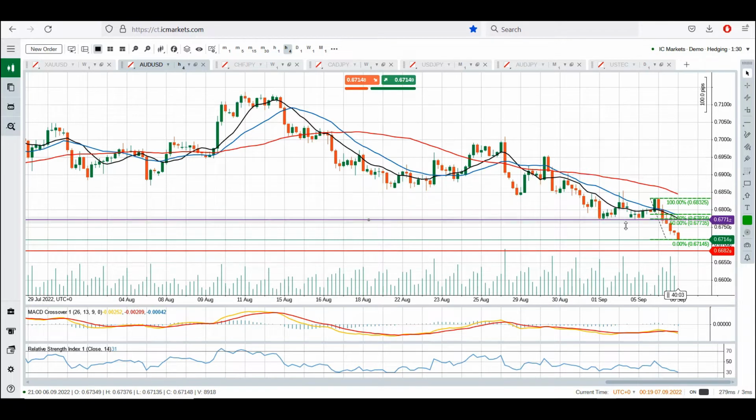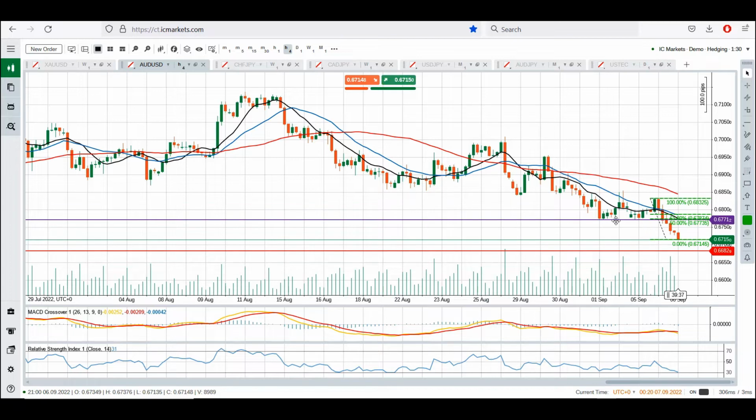So yesterday we had the Reserve Bank of Australia increasing the interest rate by 0.5%, but the market kept on selling the Aussie dollar. So we can see this nice break over here. The buyer tried to push the price higher, couldn't go to a higher high, and we fell to a lower low.